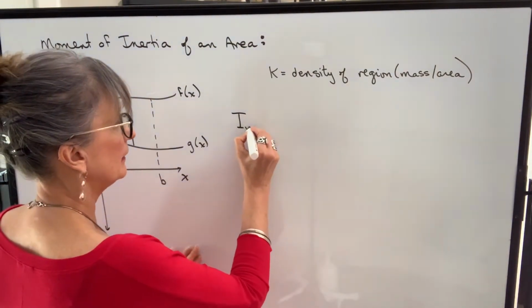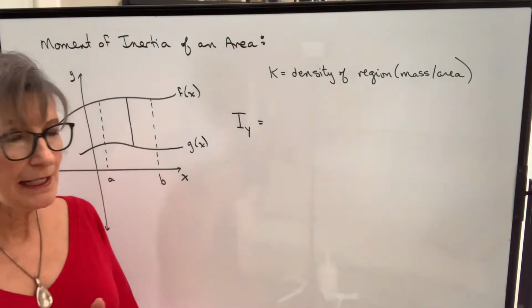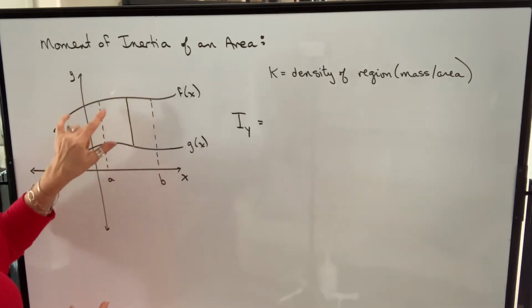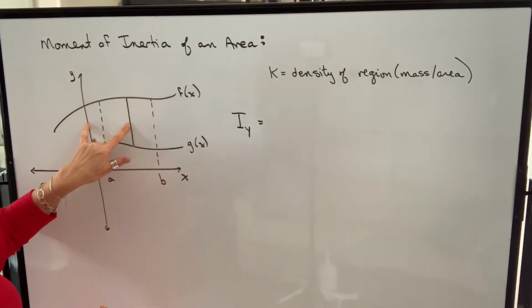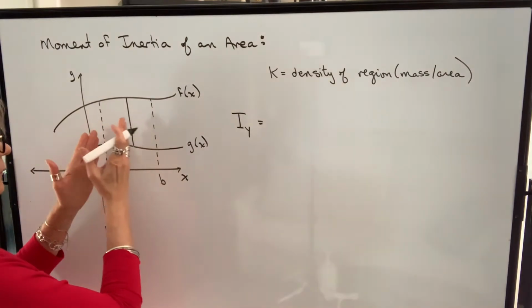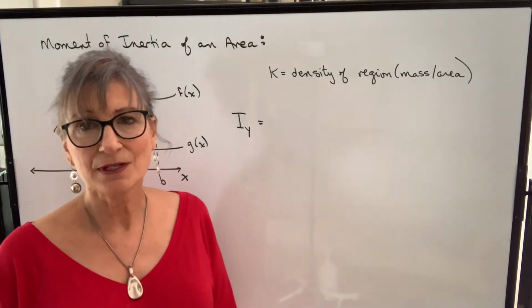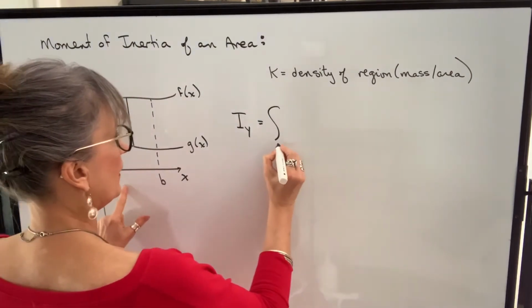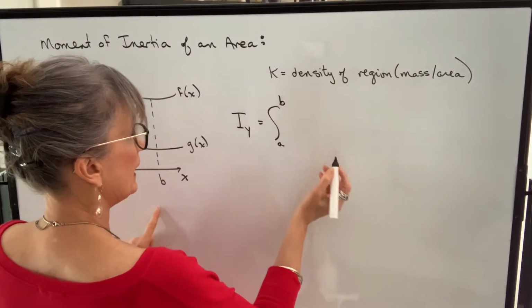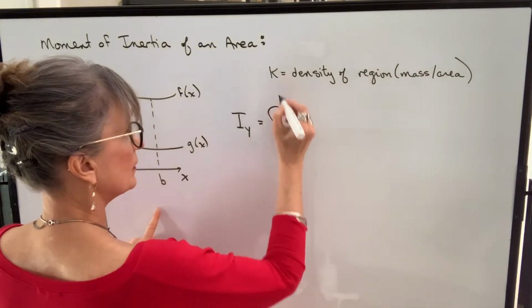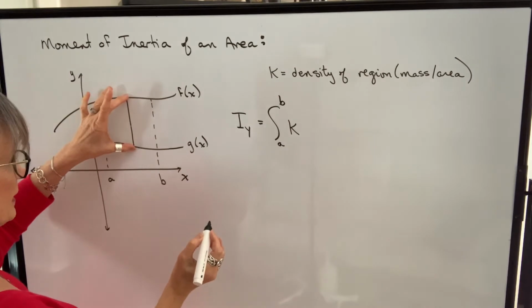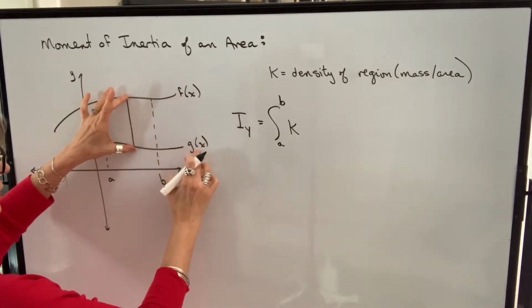by taking the mass of this representative rectangle and multiplying it by the distance from the axis squared. And we're going to sum all of those slivers up by integration. We can summarize that with our integral from a to b. Our mass will be this density times our area. And how do we express the area of this rectangle? It will be f of x minus g of x times dx.